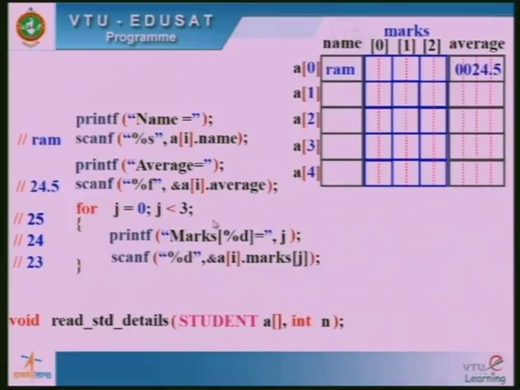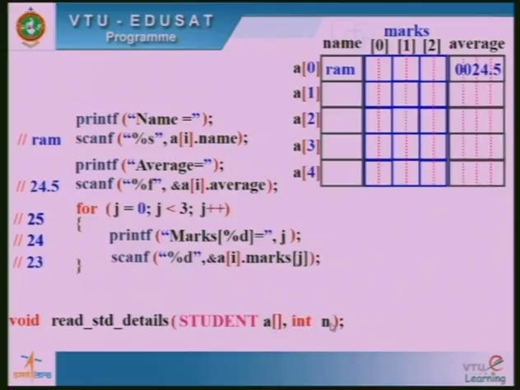So the value of j should be incremented by 1. Here what do I write? j plus plus. So this is expression 1, semicolon, expression 2, semicolon, expression 3. All these three expressions must be enclosed within parentheses like this. Now, if you observe, how many parameters are passed to the function read student details? 2 parameters: one is a and another is n. a here corresponds to a here, n here corresponds to n here.